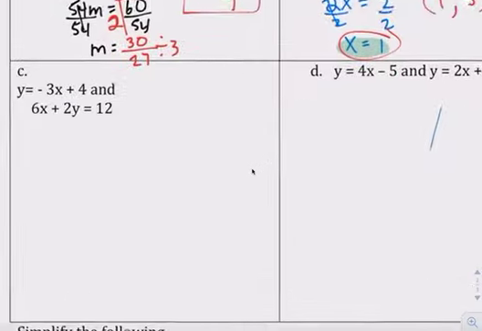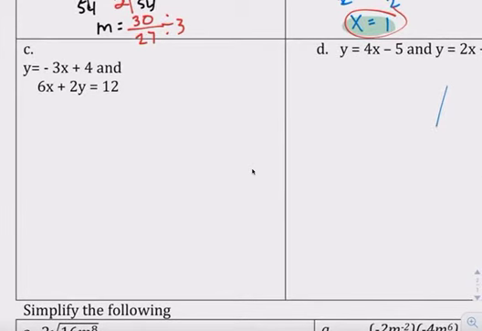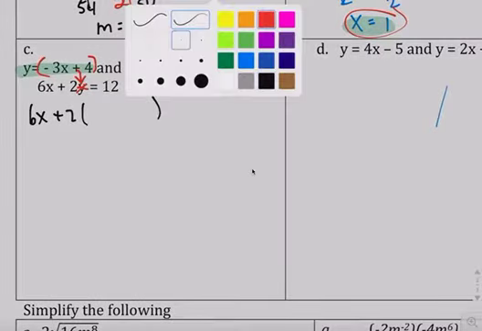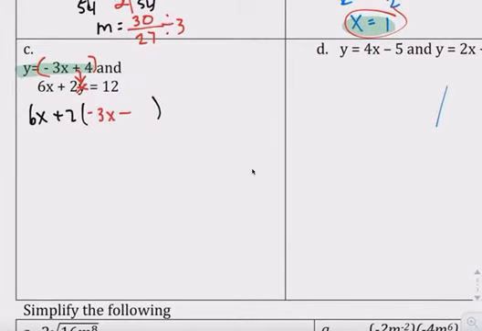Anyways, so here it's not a word problem, so it's a graphing problem then, huh? It's not a word problem, it's graph. So you would use substitution, right? Because you use substitution because this is in slope-intercept form. So you substitute this into y right here. So you get 6x plus 2 parentheses negative 3x plus 4 equals 12.